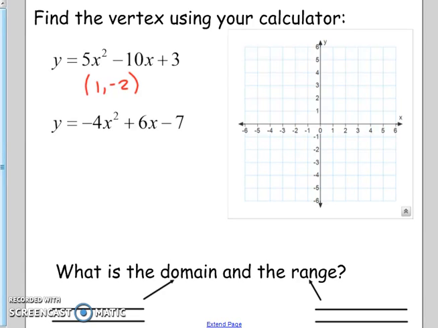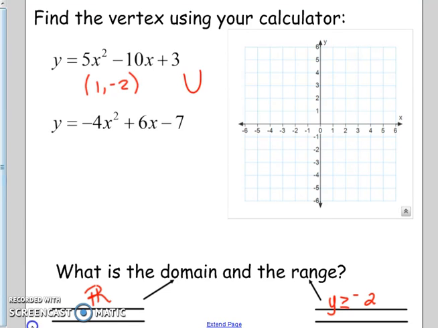So we're going to just jump down to where it says what's the domain and the range. The domain of the first one is all real numbers because it's a quadratic. The range, since this opened up, I know that y is going to be greater than or equal to the y value of the vertex, which is -2.